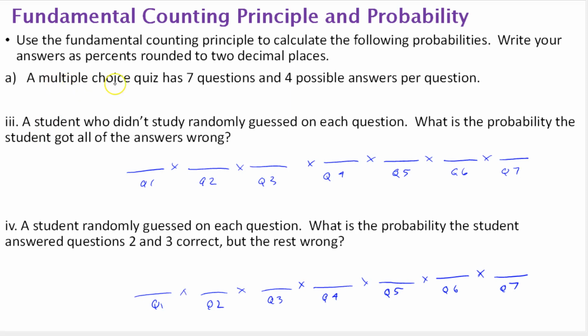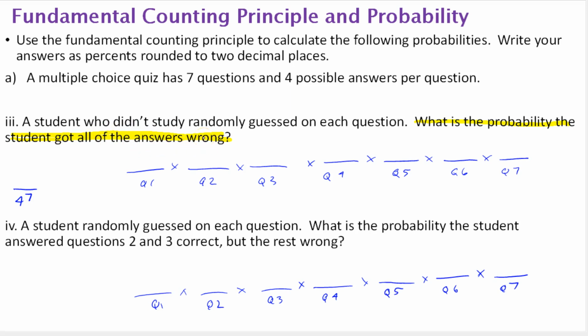So again, we have the same scenario, 7 questions and 4 possible answers per question, and we're asked a student who didn't study randomly guessed on each question. What is the probability the student got all of the answers wrong? Okay. So we know the denominator is still going to be 4 to the 7th, so I'm just going to write this over here. So now we need to count the number of ways in the event space, which is getting all of the answers wrong.